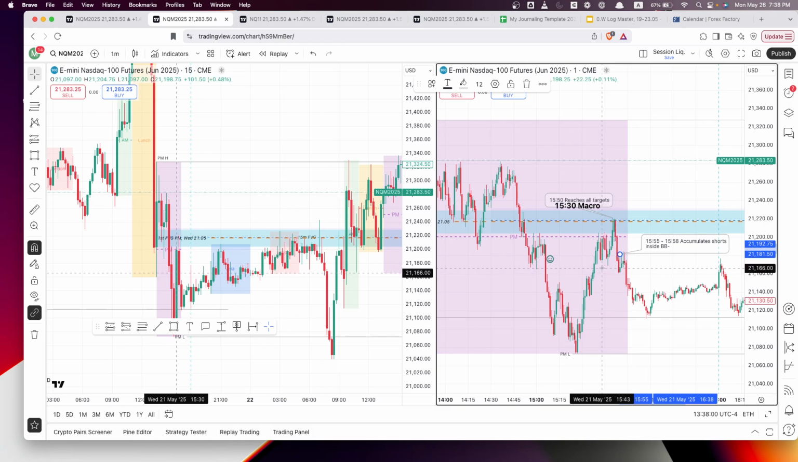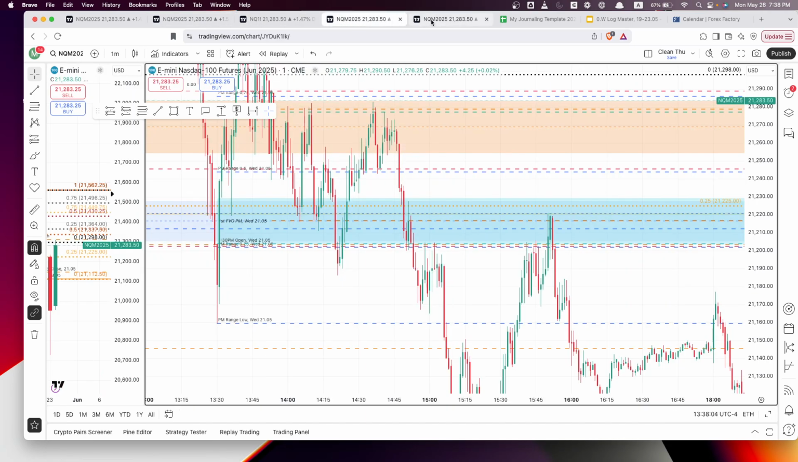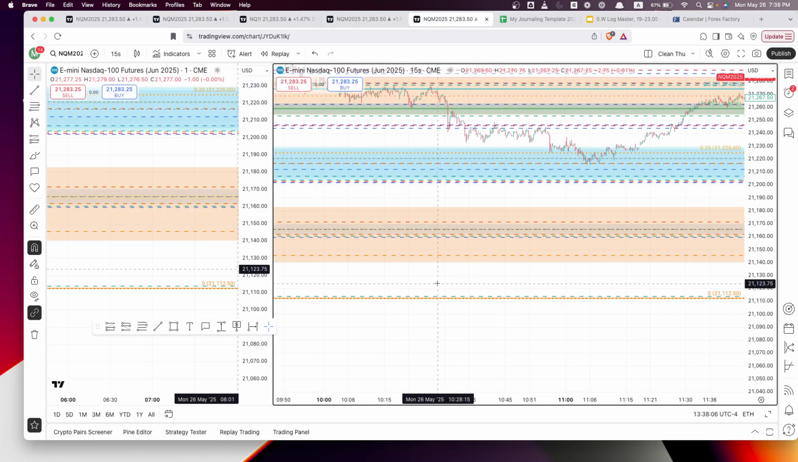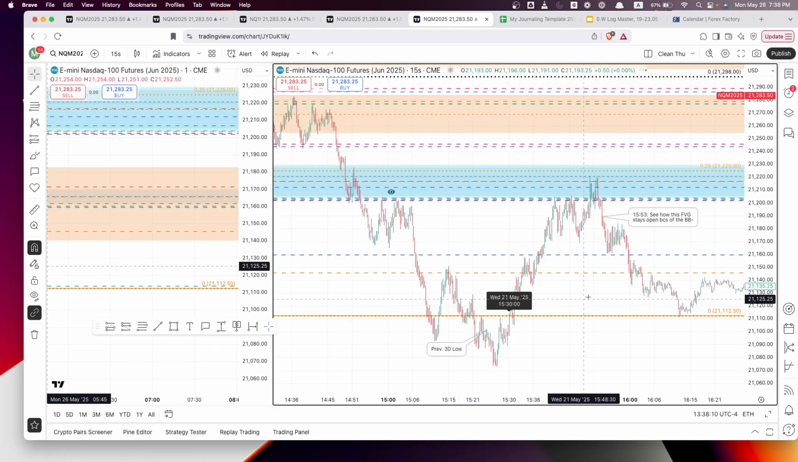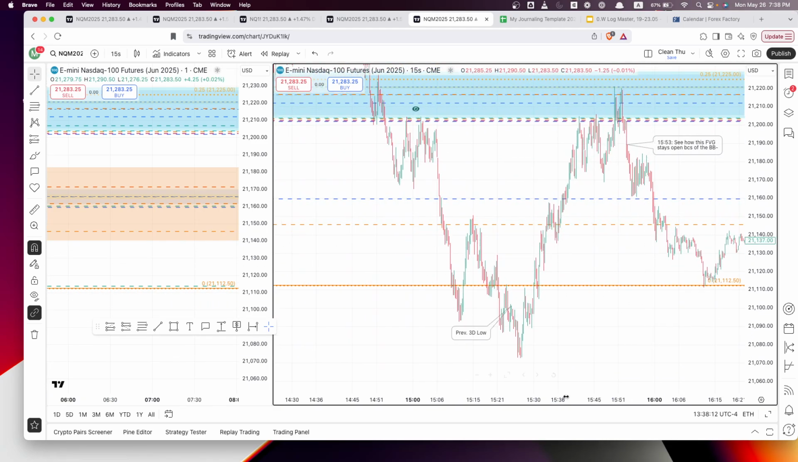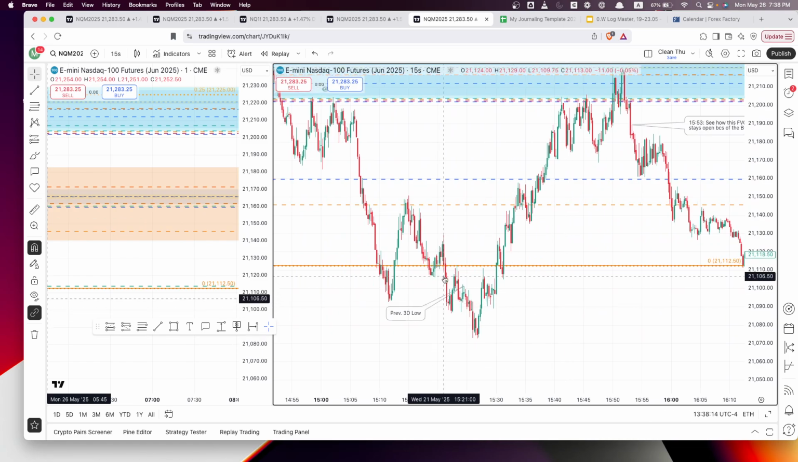And notice how we formed this bearish breaker. Maybe we can see it even better on the 15-second chart. And now I can show the 15-second chart. So before here was the 330. Just want to show this.